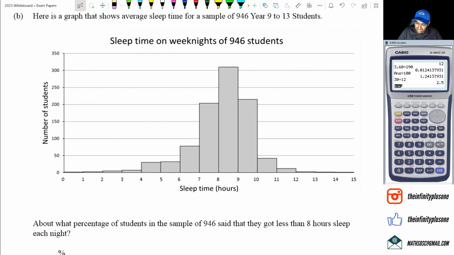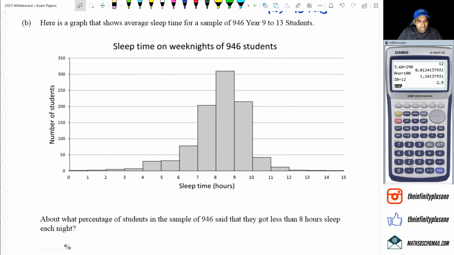So the actual question is asking, what percentage of students in the sample of 946 said they got less than 8 hours sleep? If they're getting less than 8 hours sleep, we're looking at everything that's shaded in this yellow part, because this is all less than 8 hours of sleep. Right, so we've got 946 kids in total.